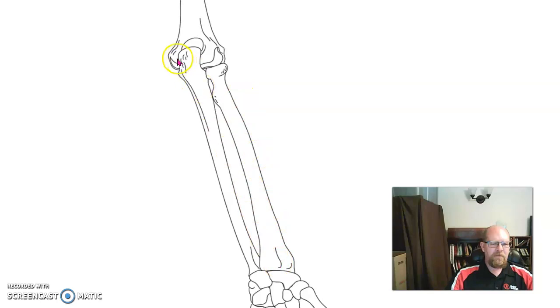Posterior view, I can see the olecranon process, olecranon fossa. Those are the two giveaways for myself as to what I'm looking at, what surface. And the common origin of the wrist extensors is the lateral epicondyle.